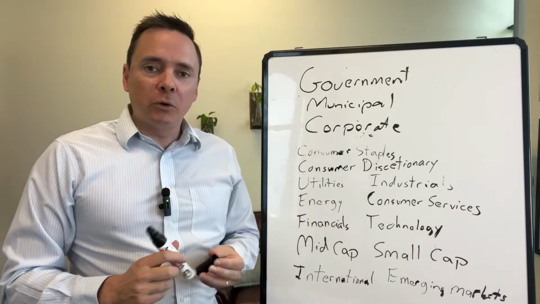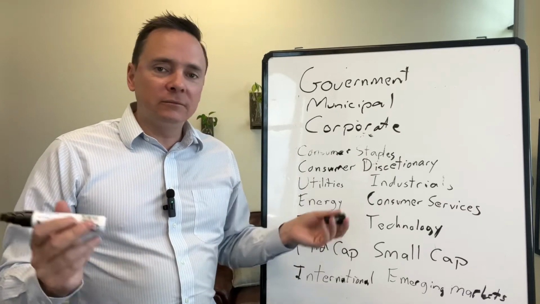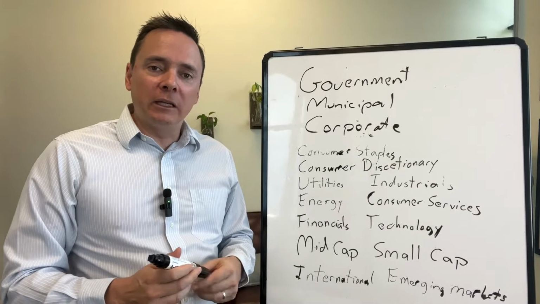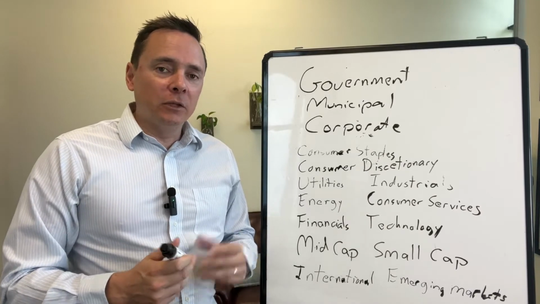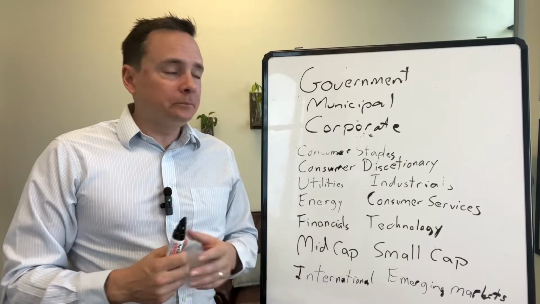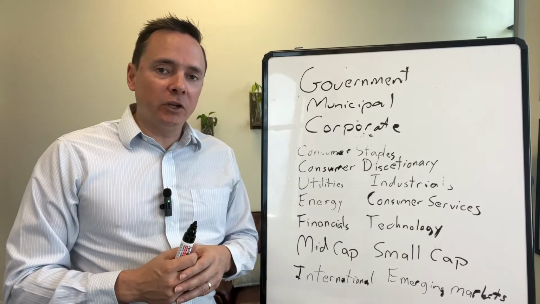Corporate bonds means you're loaning money to a corporation. Home Depot is building a new building and they need money for it, and you loan them the money and they give you an interest rate and they pay you back at the end of the term.